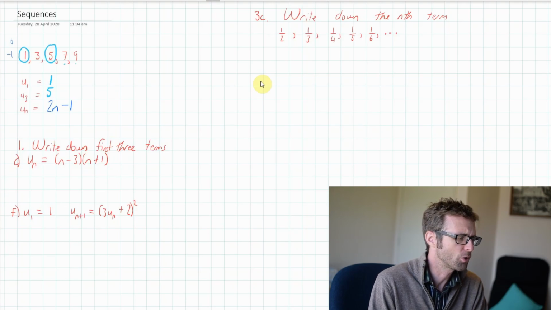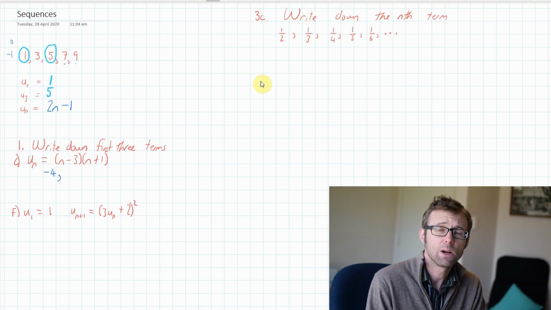Write down the first 3 terms. Now we've been given the nth term is (n minus 3)(n plus 1). Well, our first term will be (1 minus 3) times (1 plus 1). So we're going to insert n as 1 for our first one. 1 minus 3 is minus 2, and I'm timesing that by 1 plus 1. So that's going to be negative 4. So 1 minus 3 is minus 2 times 2 is minus 4.